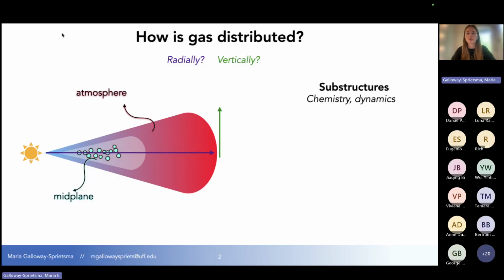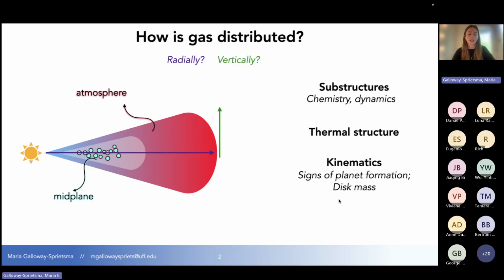So this can tell us about the chemistry and substructures within the disk. We can learn a lot about the dynamics from this. We can learn about the thermal structure, which I'm going to talk about today. This can give us insight into the kinematics, and understanding the emission surfaces is actually critical to doing a successful kinematic study, because you need to know the layer of the gas that you're studying. And this can help us uncover signs of planet formation, and is also critical to calculate the disk mass. And then finally, we can even learn about the disk environment by looking at these emission surfaces.